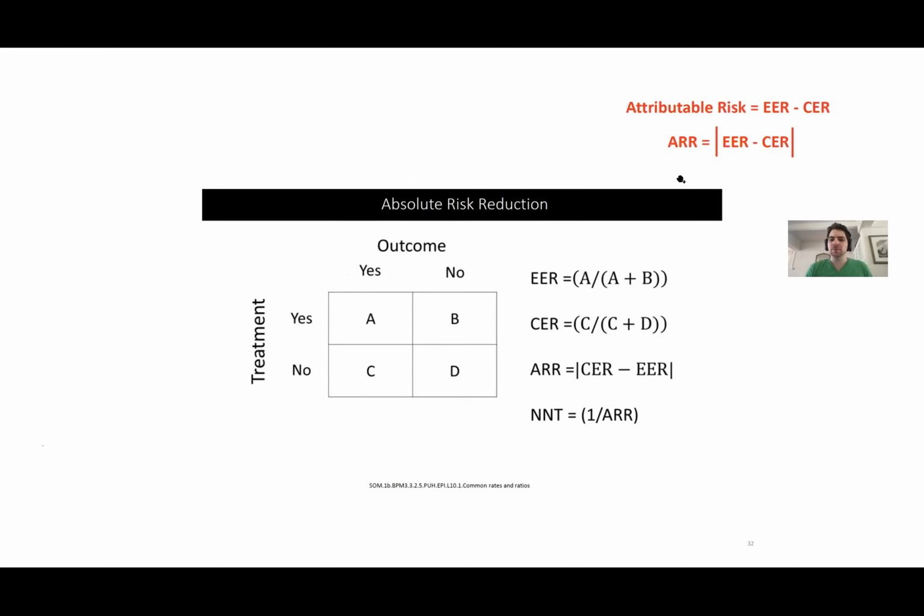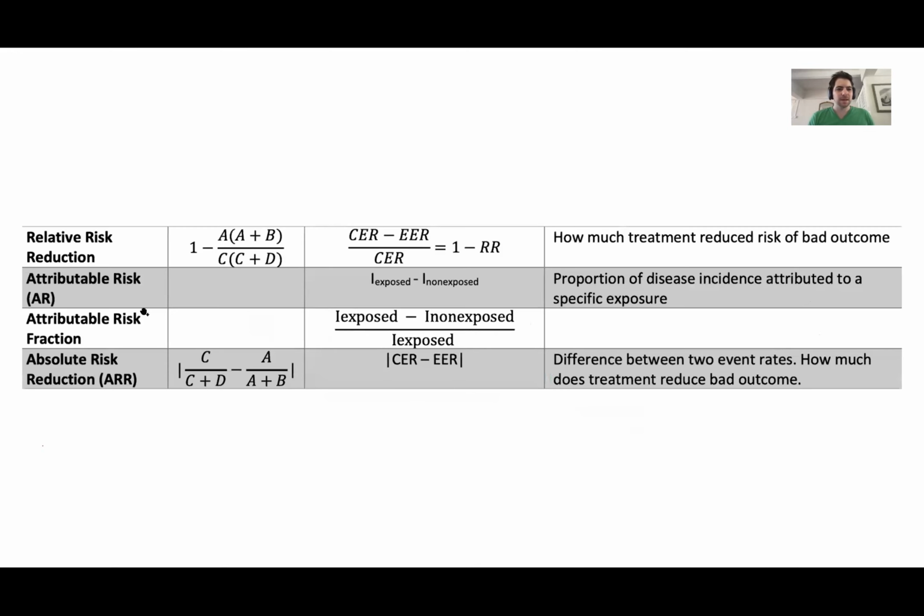Just remember, absolute means that you don't have a positive or negative value. Absolute means it's going to be positive. So it's either EER minus CER, it doesn't matter which way you do it because the negative value goes away. It's always going to be positive. All right, it's absolute. So it should be fairly straightforward when they ask you about this. And as long as you know these equations, I think you'll be okay.